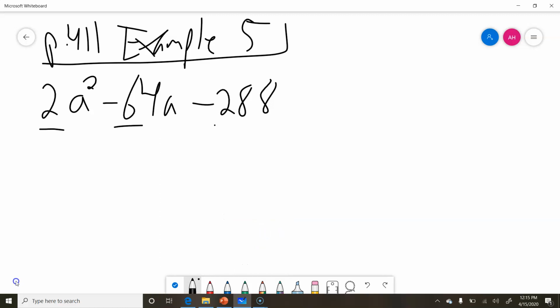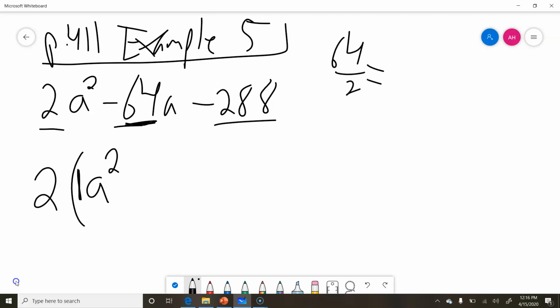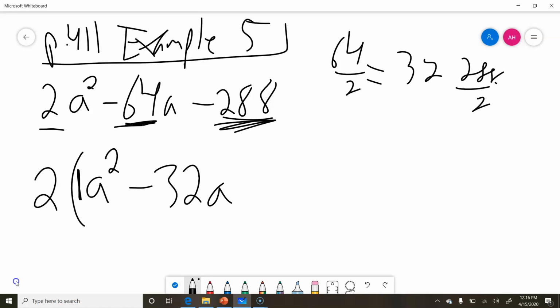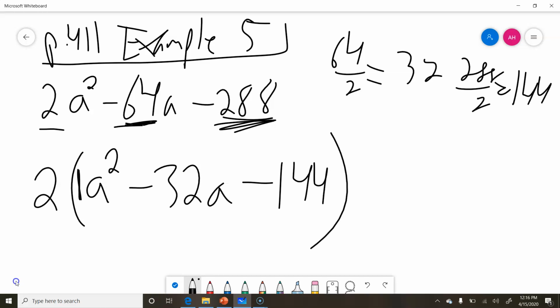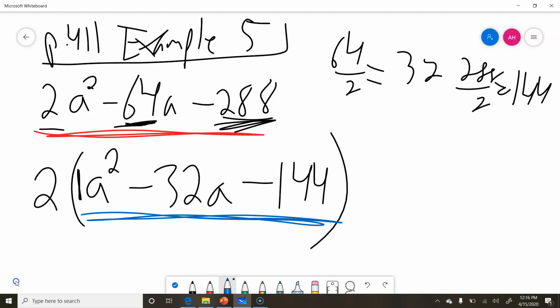Is that possible? Yes, because they're all even. So I divide by 2, and I'm left with a squared, right? 2 divided by 2 is 1, so I have 1a squared. 64 divided by 2 equals 32, so I have minus 32a. And then what? 288 divided by 2 is 144, so I get minus 144. Now I have a new problem, right? Now, instead of trying to factor this guy up here, I'm now trying to factor this guy in the parentheses, and I'll leave the 2 right where it's at, okay? It's not hurting anybody, not causing any harm.